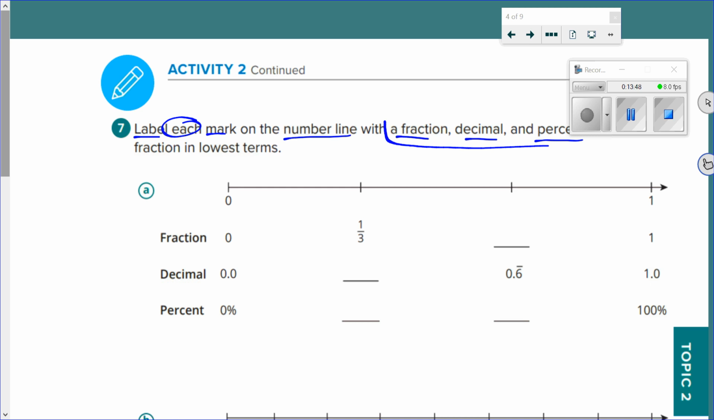So we're really doing all 3 of them. We need to have all 3. And our fraction needs to be in lowest terms. So we'll do the first one together. They gave us an example for 0. It's just a decimal 0 and a percent of 0%. So if it's 1/3, how do I turn that into a decimal?